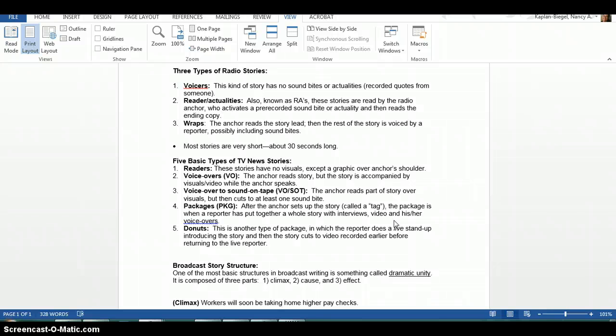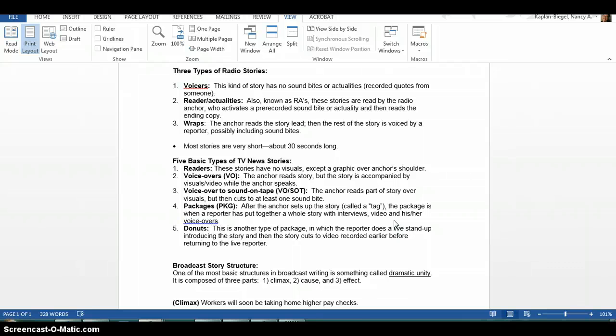Then you have voiceover to sound on tape, where the anchor reads part of the story over some visuals, but then cuts away to at least one soundbite. In other words, you're not just getting B-roll, you're actually cutting away to someone who has been interviewed, or perhaps somebody is speaking at a press conference, and you get that included in this.